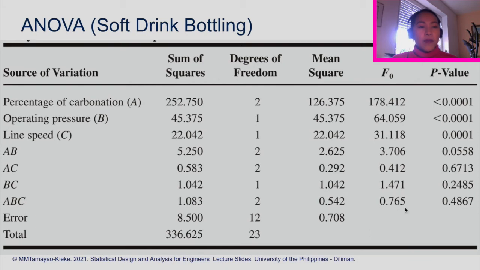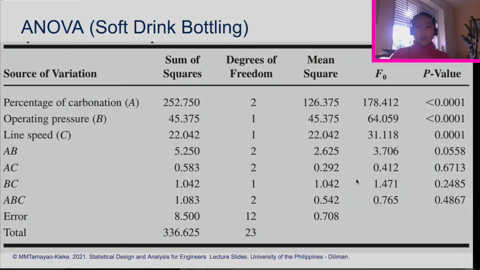Okay, so you get these numbers here, and these are the corresponding p-values for these values of F naught. Now, based on the computed numbers, we can see that all three main factors or main effects are significant at 5% significance level. While if we look at a significance level of 10%, we can see that the AB interaction is also significant. The rest of the effects are not significant, which means that the data supports the null hypothesis that these effects are equal to 0.